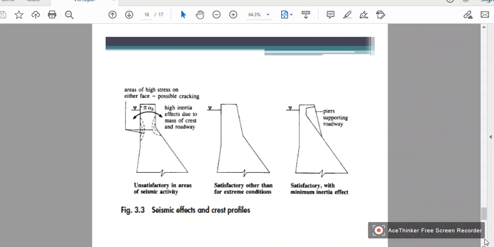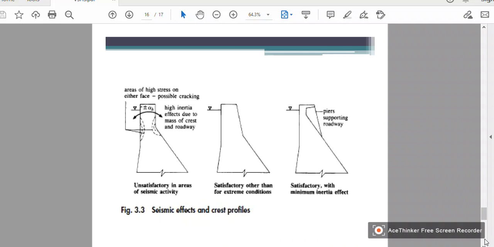This is the effects on the crest profiles, where the crest profile is on the spillway level. We are taking different failures on the dams by acting seismicity. The first diagram is unsatisfactory in areas of seismic activity, and the satisfactory other than for the extreme conditions.